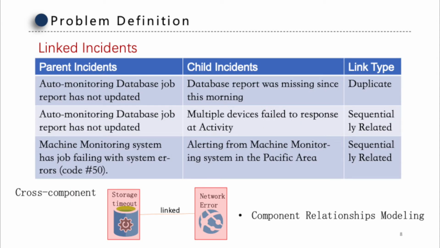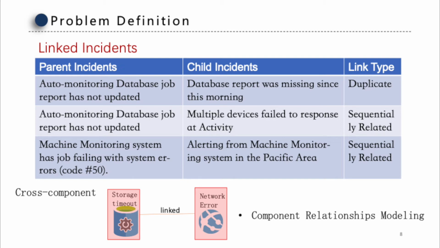Here we would love to introduce the different types of linked incidents. In general, there are three types of incidents. There are duplicate, there are sequential, and there is a special one, which is the cross-component incident links. So the first type is duplicate.